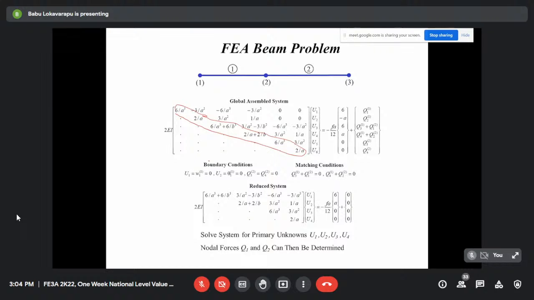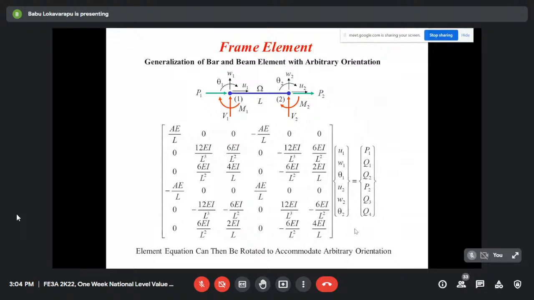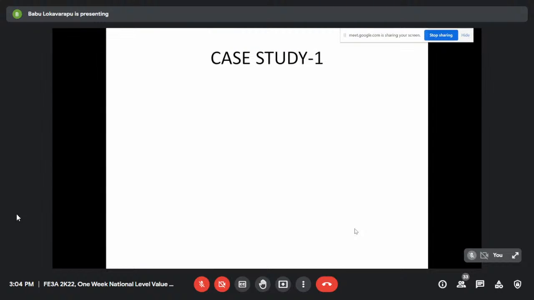Impose the boundary conditions. Solve first for the nodal displacements. Then other things you can find out, stress values and other things. So that is how you are going to solve the problems. These are the basic things you can do for a frame element, and truss element in a similar way. So this is the basic introduction to finite element methods.